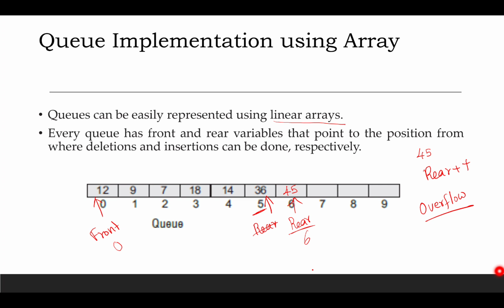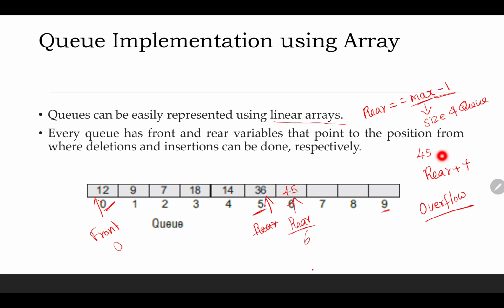For this we are using the condition rear is equal to max minus 1. What is max? Max is the size of the queue. Here the size of the queue is 10. And we have taken max minus 1 because the index starts from 0. So the highest index value is 9.